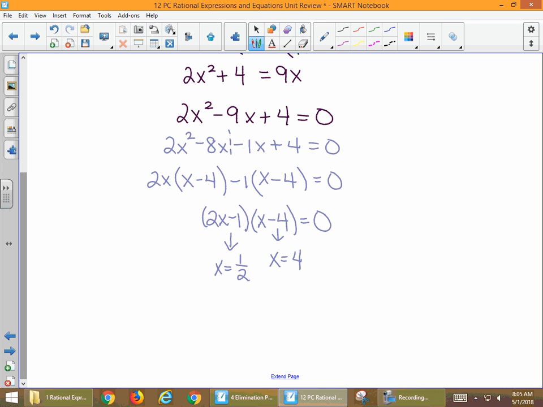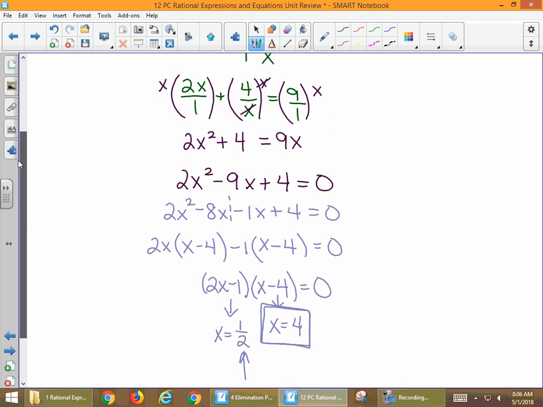Here's the thing, this problem was all about integers, and integers are whole numbers and they're opposites. 1/2 is not an integer. 1/2 is a rational number, so if this problem had been about rational numbers. So our only answer here is 4.